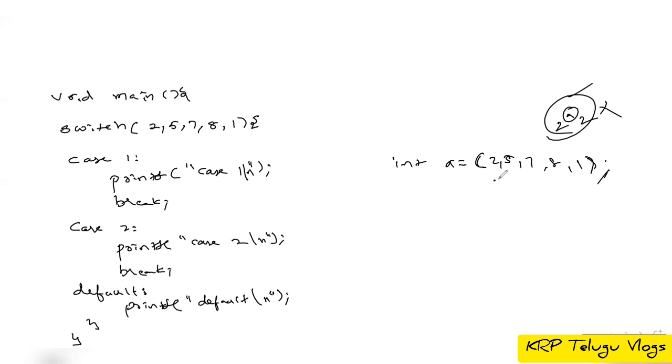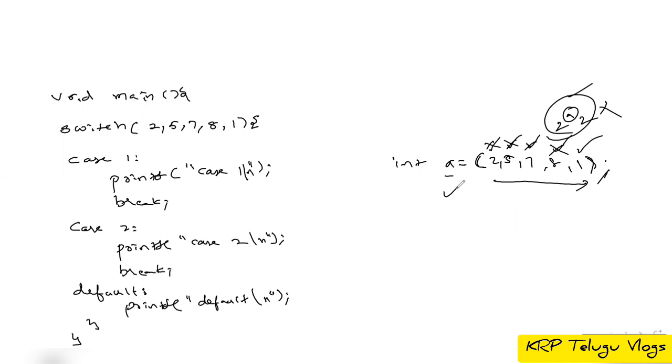The next priority is comma. Comma goes from left to right. Initially it will hold 2, leave 2, and hold 5. Next it leaves 5 and holds 7. Next it leaves 7 and holds 8. Next it leaves 8 and holds 1. Finally the control is holding 1, so that 1 will be assigned to a. Correct? Yes sir.